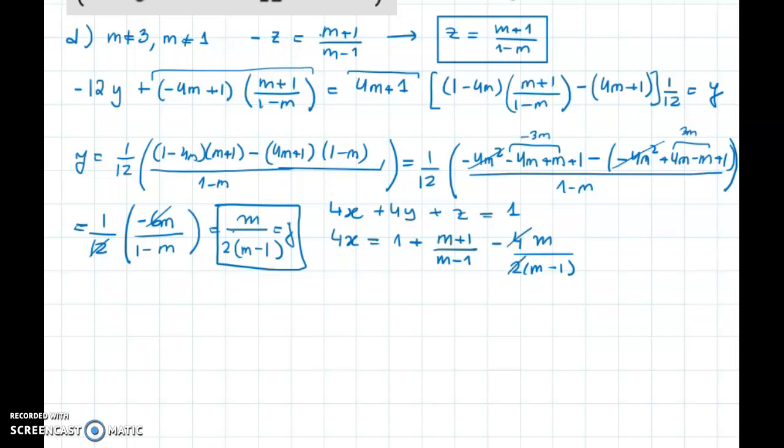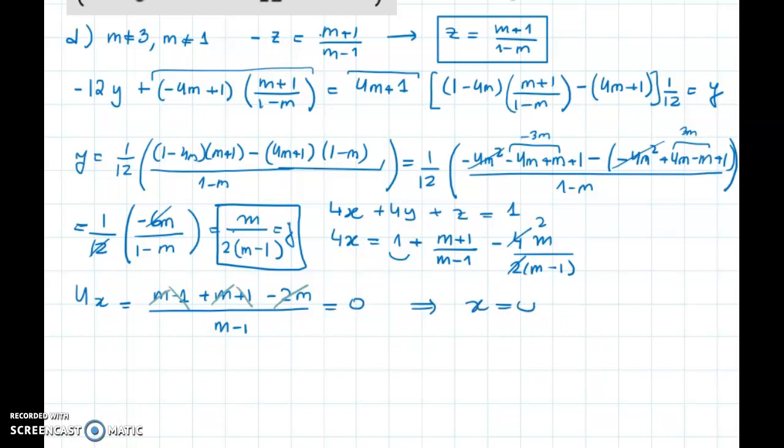I can simplify a factor of 2 over here, and then I have 4x is equal, and I'm going to take m minus 1 as common denominator. I need to then multiply the term 1 by m minus 1. So I have m minus 1, and then plus m plus 1, and then minus 2m. And then I have here m plus m minus 2m, they cancel, and minus 1 plus 1, they cancel, so this is equal to 0. So actually x is equal to 0.